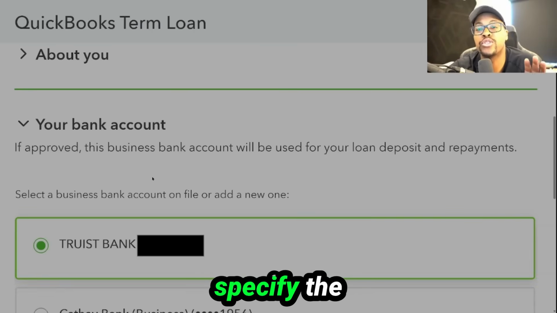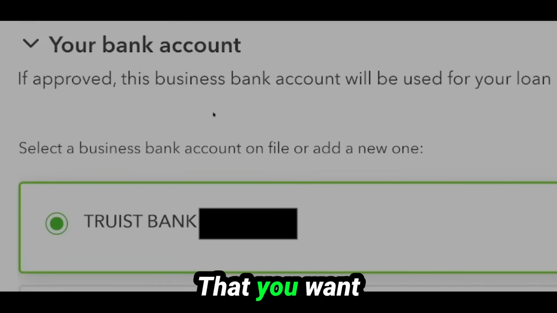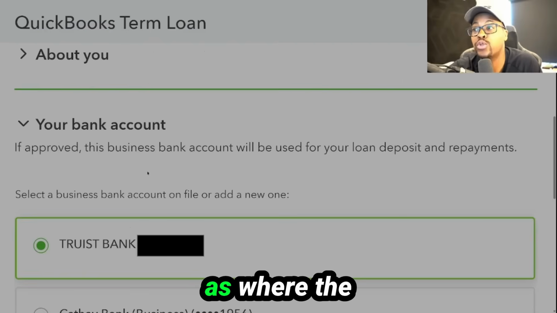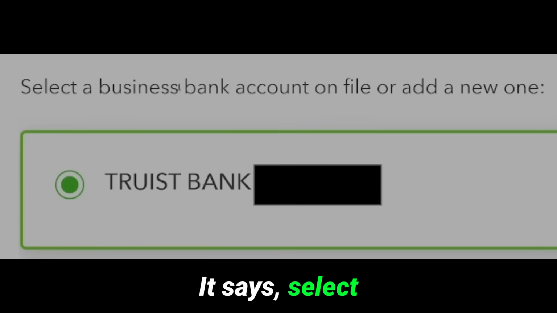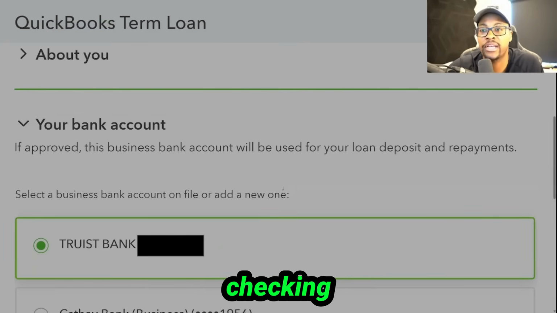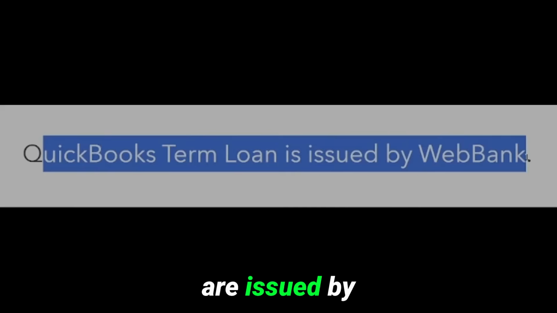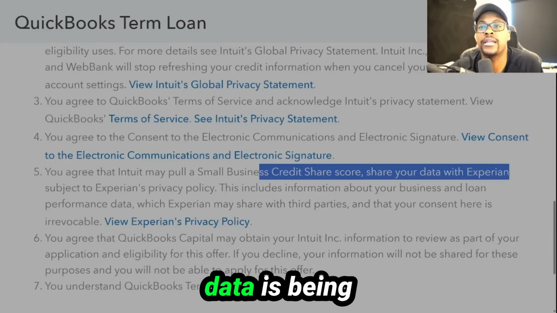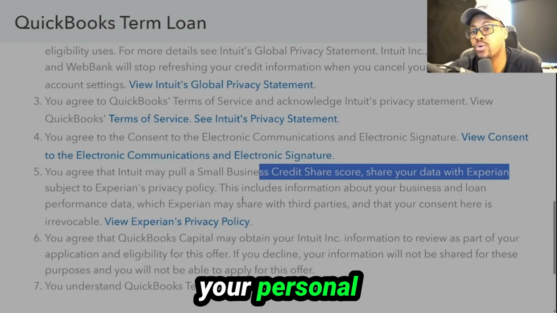Right here is where you specify the bank account that you want the money to go to, as well as where the repayments will come out. It says select a business account on file. Now remember, when you configure your QuickBooks account, you're going to connect all of your business checking accounts. QuickBooks term loans are issued by WebBank. WebBank pulls from Experian, so a lot of this data is being pulled from your personal Experian soft pull as well as your business Experian.